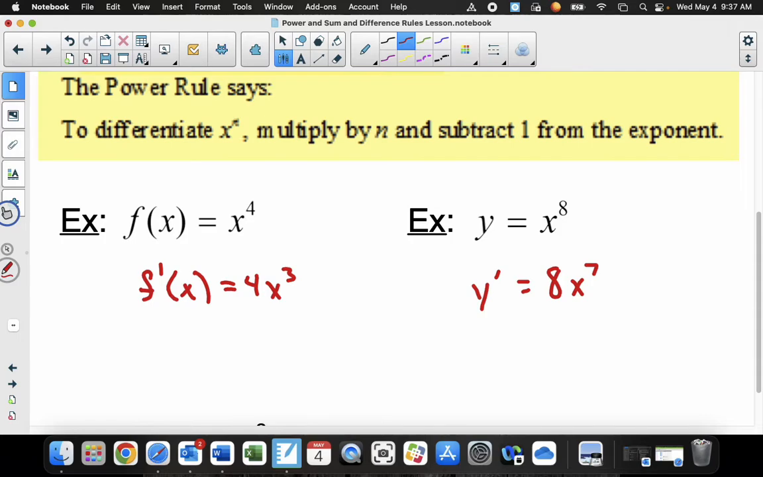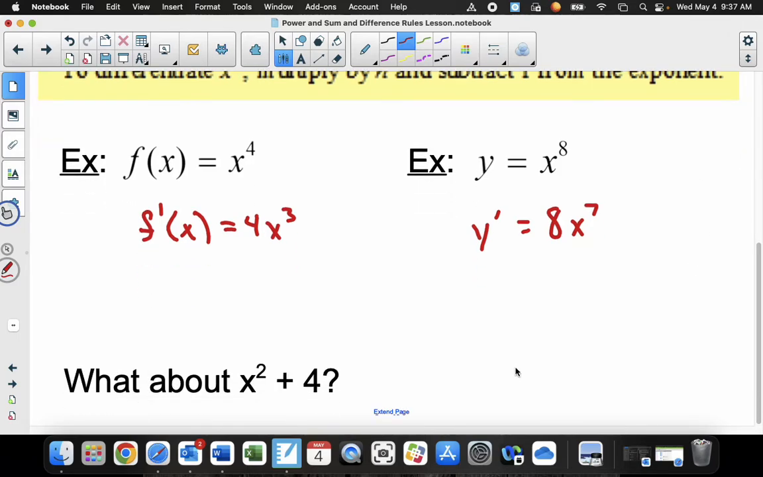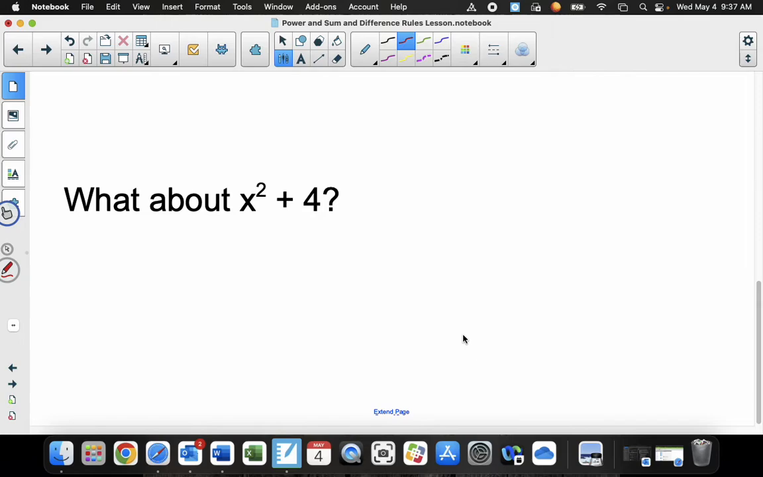Okay? One last question. This is kind of what you were asking me before, Olivia. What about something like this one? What about x squared plus 4? What's my derivative? 2x. And then basically you're taking the derivative of each part. Derivative of x squared is 2x. And the derivative of 4, a constant, is 0. Derivative of constants is always 0. So there's your derivative. Okay. Making some sense, hopefully? Getting the idea?